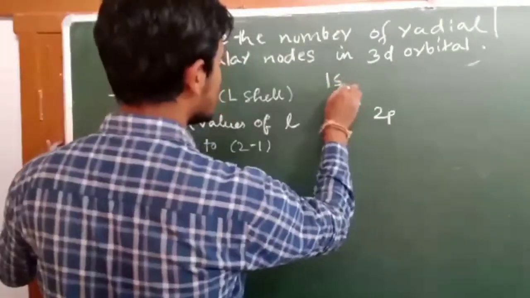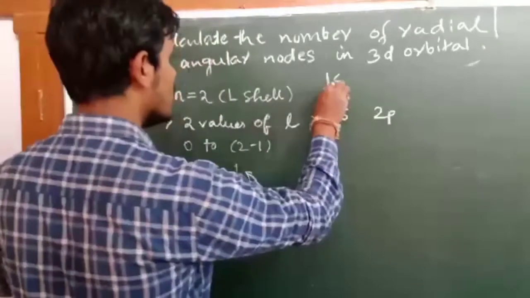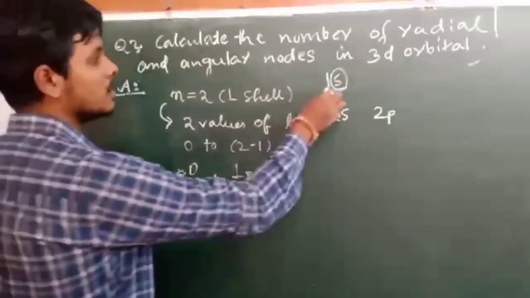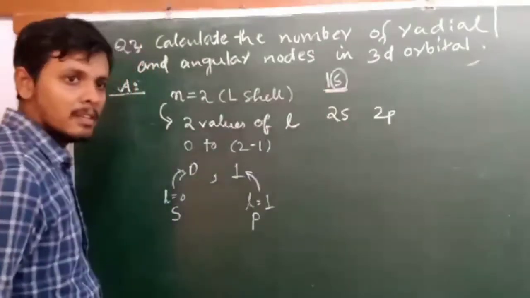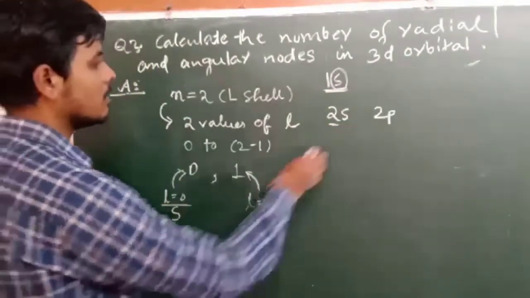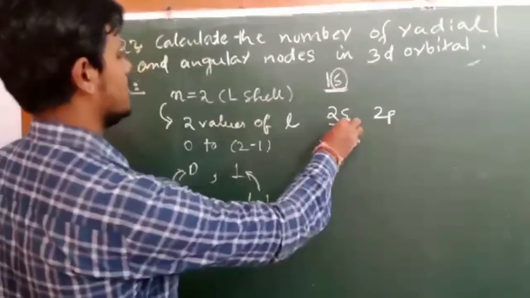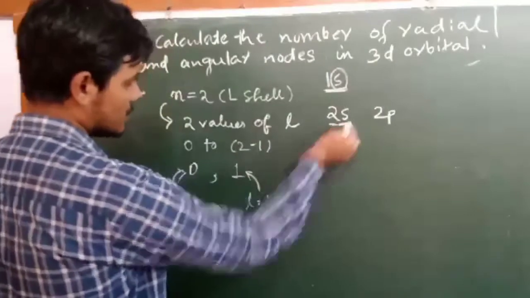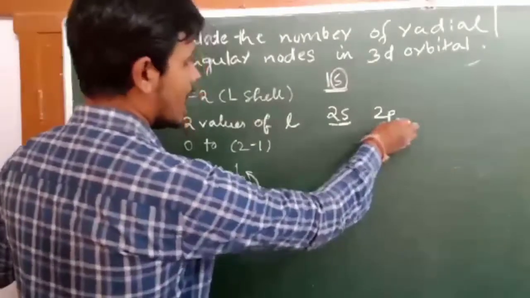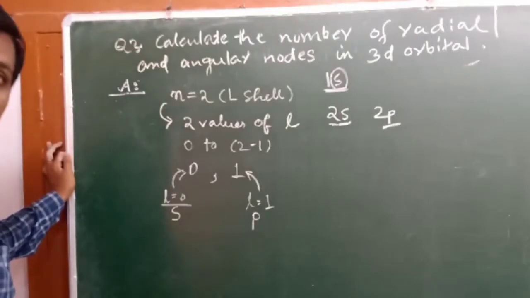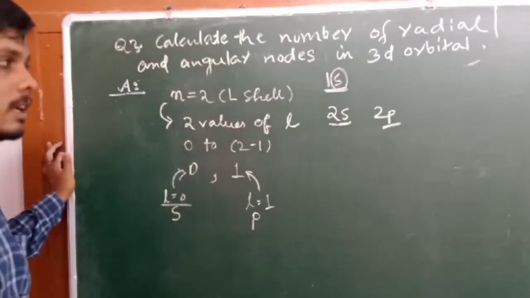So in 1s, only one value of azimuthal quantum number, that is 0, that means 1s. For n equals 2, we have two values of azimuthal quantum number, 0 and 1. For l equals 0, I have s. For l equals 1, I have p. That is why for n equals 2, I have two subshells, the s subshell and the p subshell.